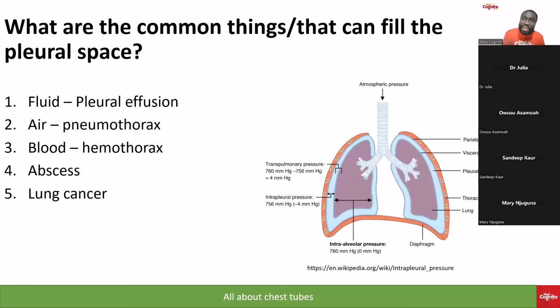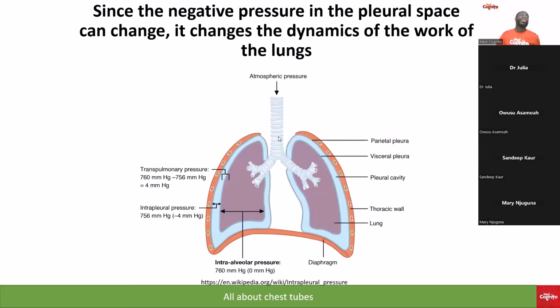And then that pressure can change again if the place is occupied by blood. We call that hemothorax. In fact, that space can also be occupied by abscess. We call that empyema. And there can also be lung cancer, which can cause so many things. So these are some of the things which can occupy the space and cause the negative pressure in the pleural space to change. Because naturally there's negative pressure, that is what allows the lung to function. As soon as that pressure changes, we are in trouble.